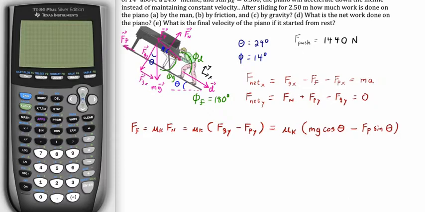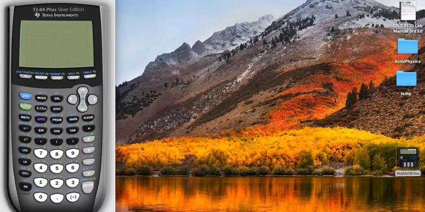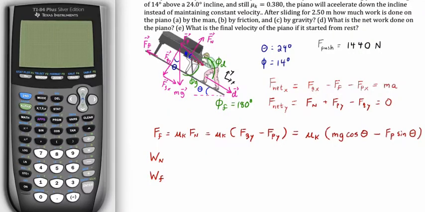We have 4 potential works because we have 4 forces. So we've got the work by the normal force, which you can guess what that's going to be, the work by the friction force, the work done by the pushing force, and the work done by gravity. The work done by the normal force: we know what the normal force is. It's Fgy minus Fpy. I'll even write that just to be thorough.